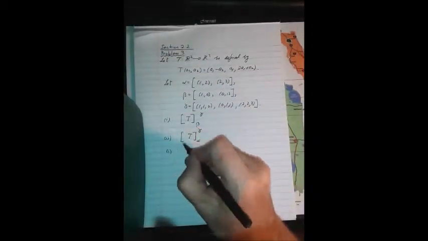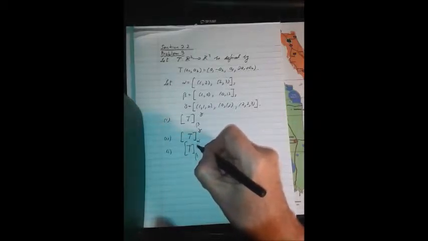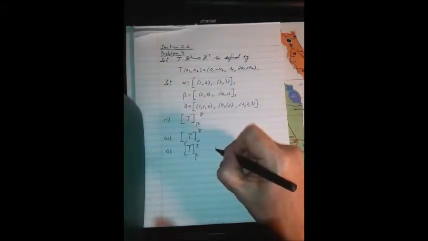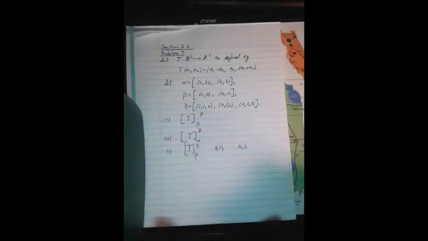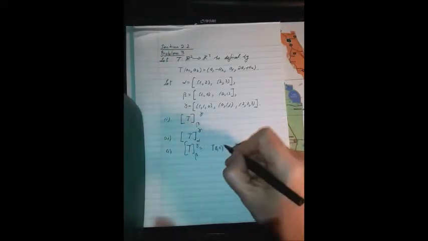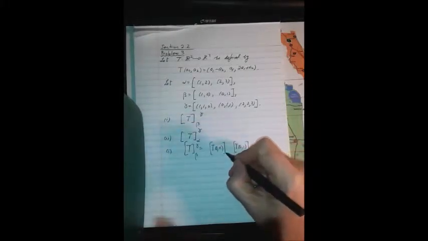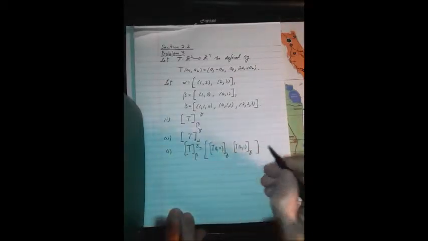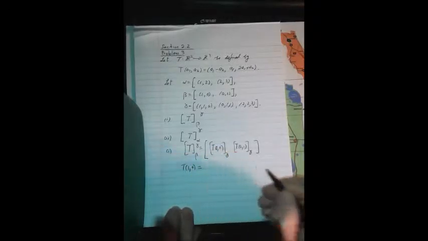Okay, so in the first part, what we do is we first write down the vectors in beta, and then we work out T of these vectors, and then we work out the coordinate vector relative to gamma of each of these, and this will form the matrix that we want. Okay, so we first work out T of (1, 0).